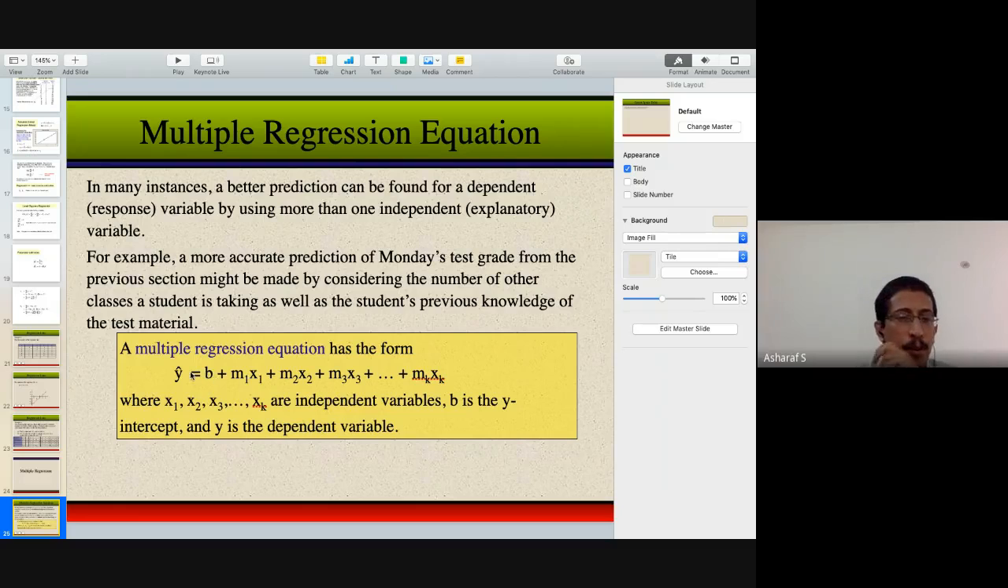You have y bar being an intercept plus x1 and x2, maybe up to xk. K variables are there, k independent variables deciding a y. This can be a more complicated context. And the m's are the corresponding slopes with respect to y.